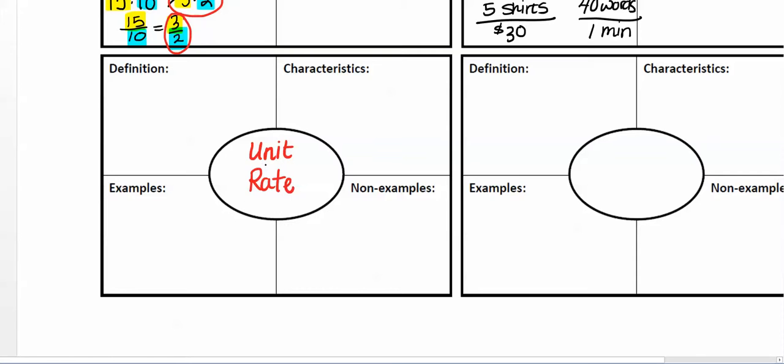So a unit rate is a special kind of rate. Okay, it's a special type of rate. So it's like we're getting more and more specific as we go through these definitions. We had ratios, which include everything we've talked about so far. Then we have rates, which are special types of ratios, and now we're looking at special types of rates called a unit rate. So what makes it special? Well, it's defined as a rate with a denominator of 1.